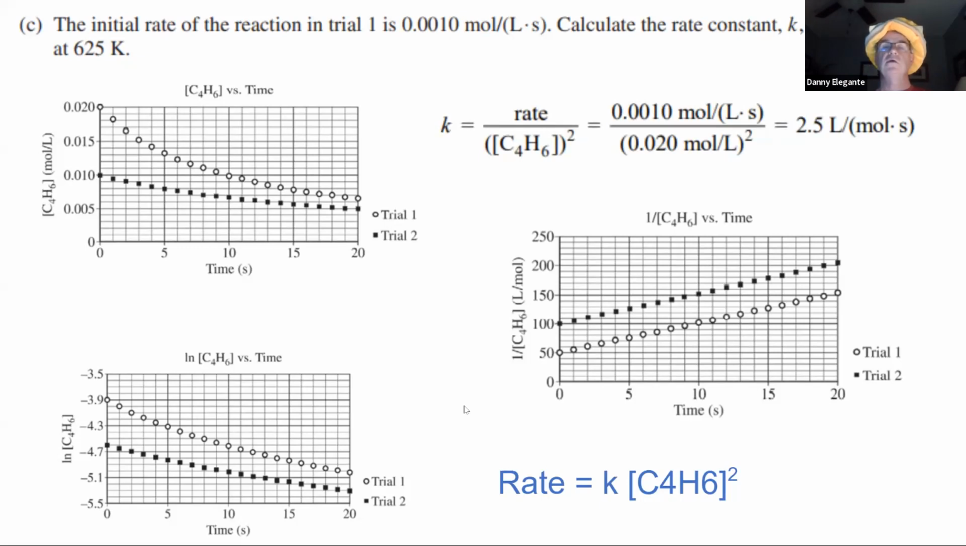And there's the math. I can do that with a calculator, right? So 0.0010 divided by 0.02 squared, and we get the answer 2.5. All right, so far so good. I think there's one more part, because this is just part C, right? All right, let's see.